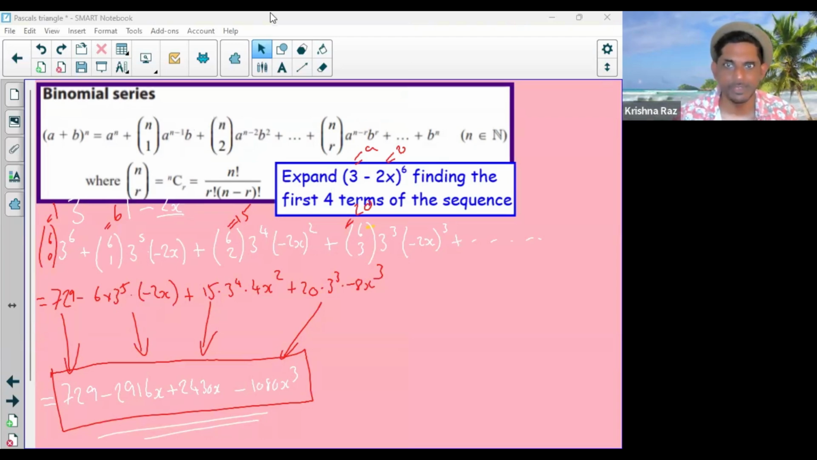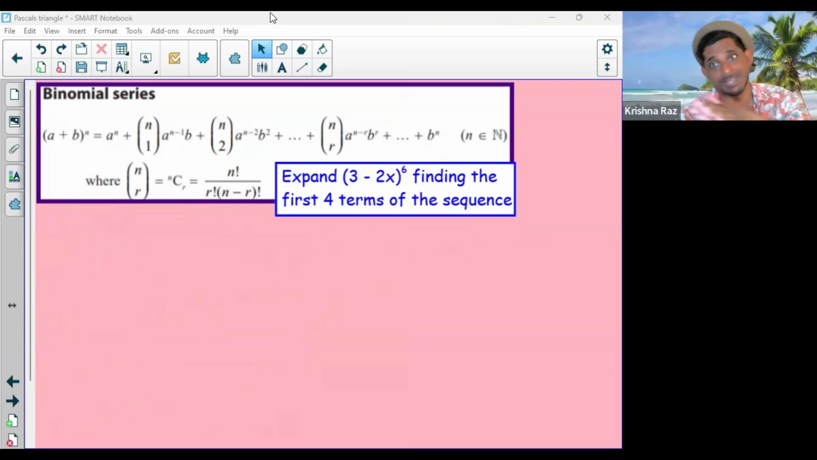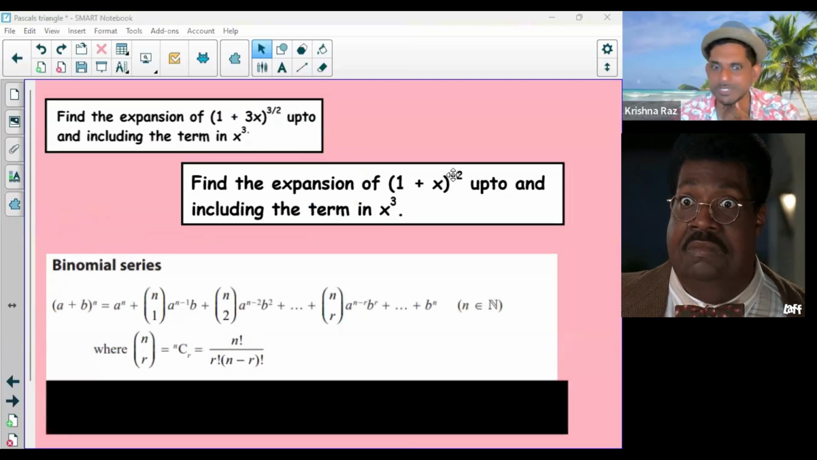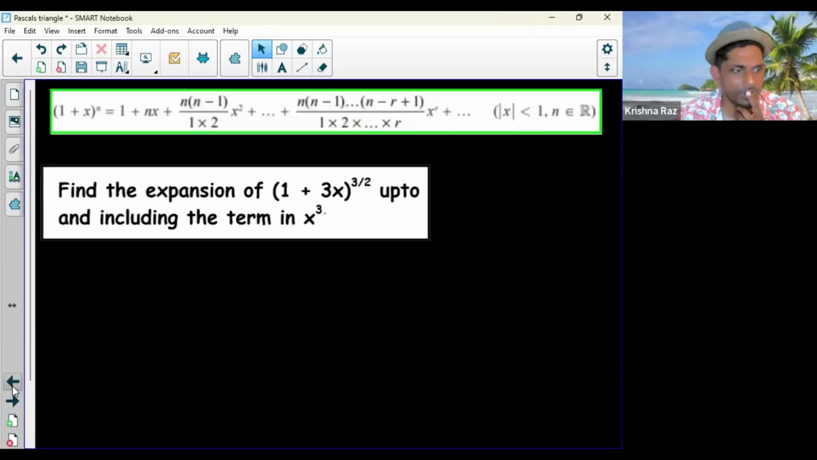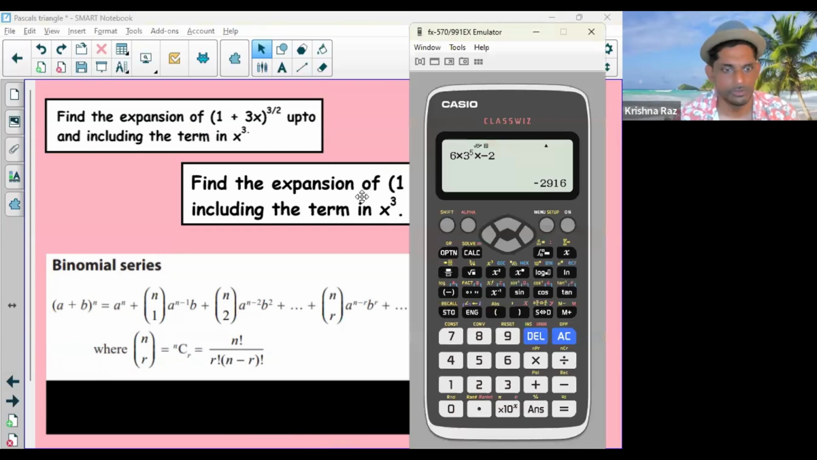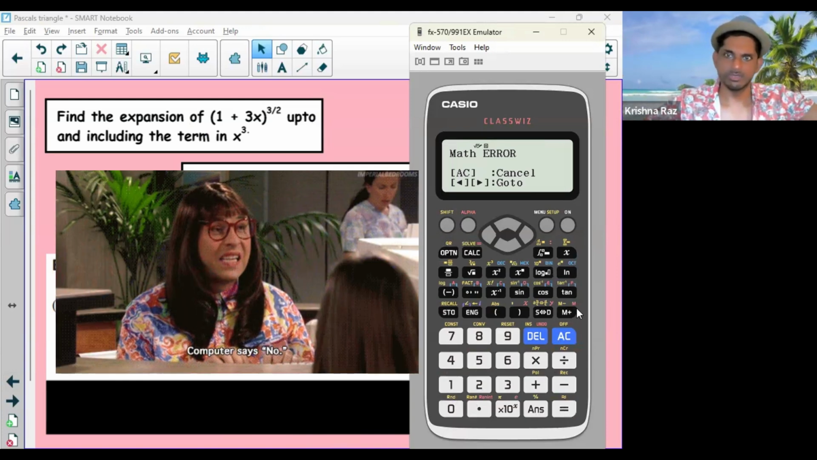Now, bizarrely, our first video is going to help us in the third expansions that is used in A level, because what happens is we get given fractional powers and negative powers. Yeah? So what happens if you type in a fractional power into your calculator? So we had n was 1.5. So if I do 1.5, choose 1. Computer says no. What is that about?